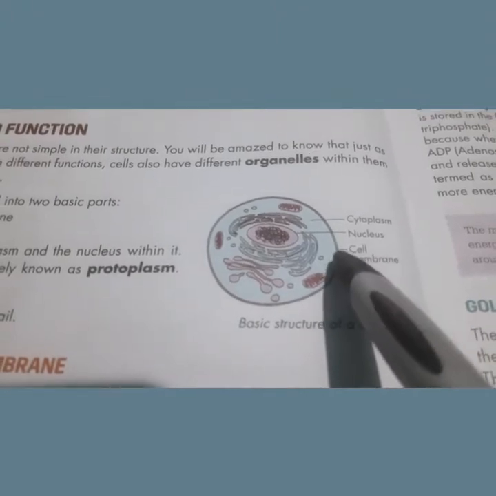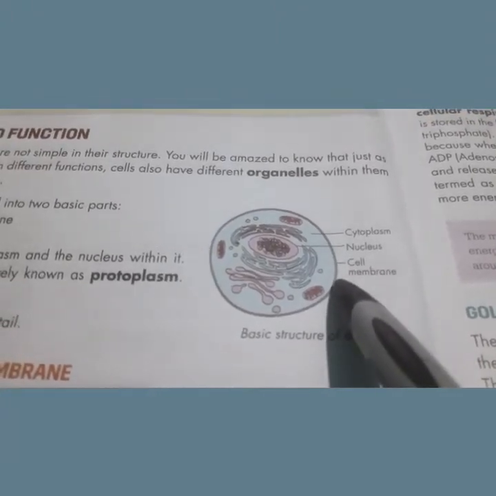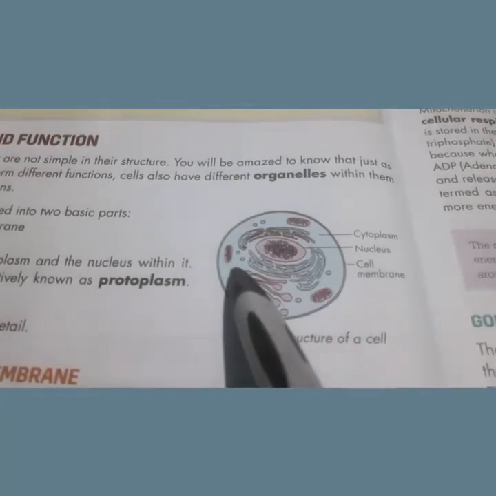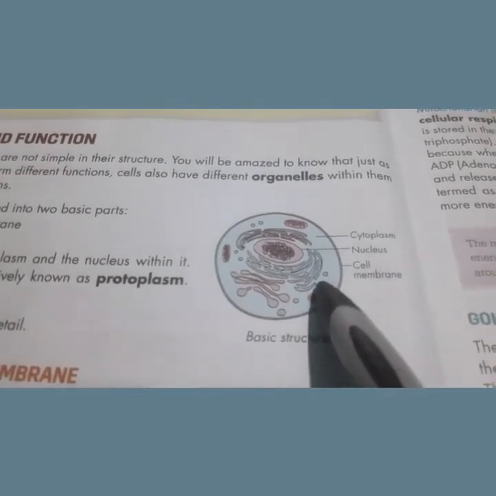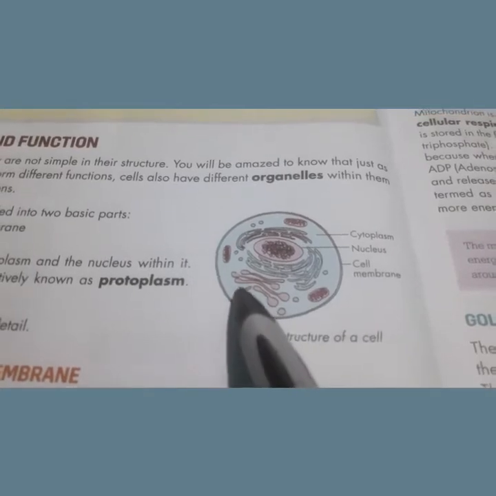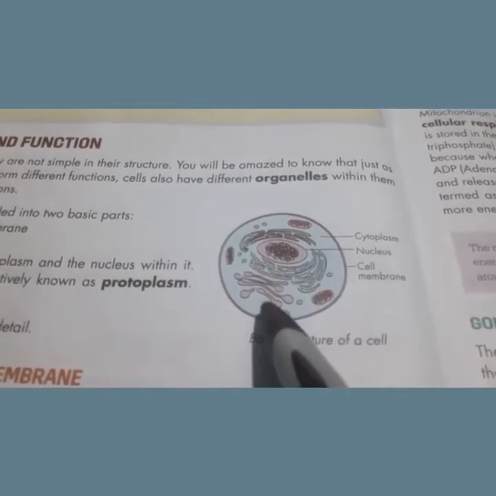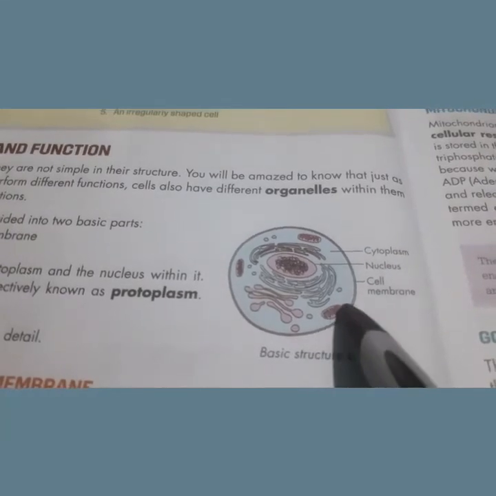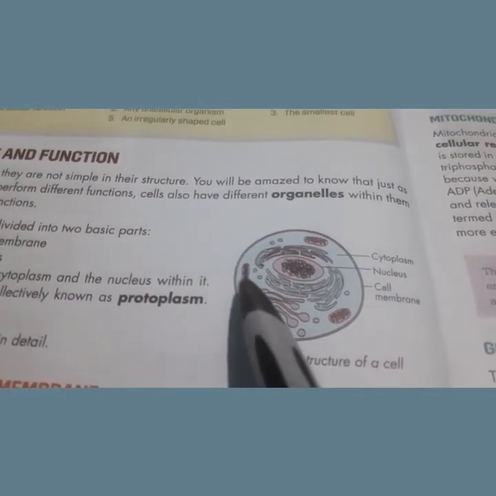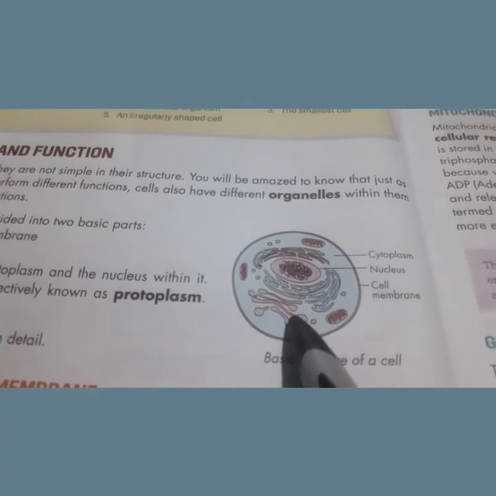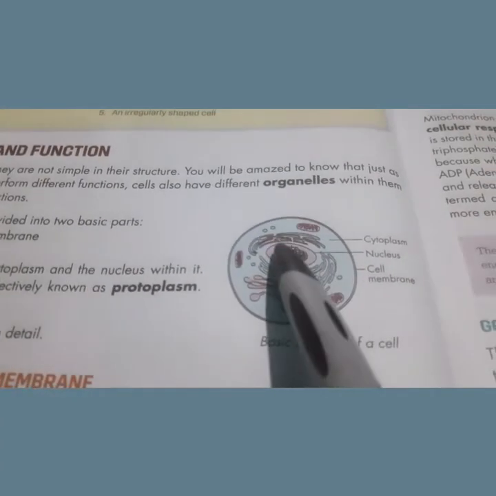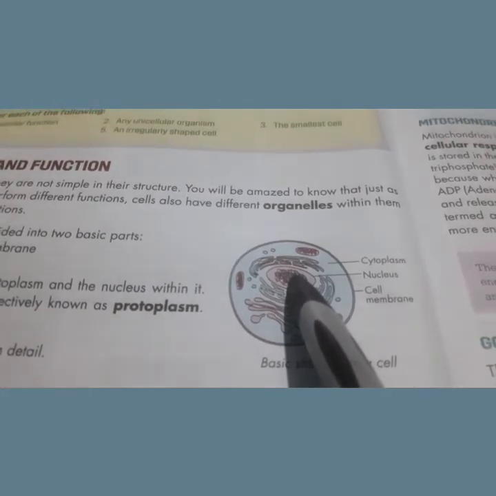And just below this cell membrane, cytoplasm is present. This whole jelly-like or gelatinous substance is called cytoplasm. Within this, various organelles are present. This is the endoplasmic reticulum. This is mitochondria. Again, this is a chloroplast, and this is the Golgi body. So these are different inclusions of the cell. And in the center, it is called the nucleus.